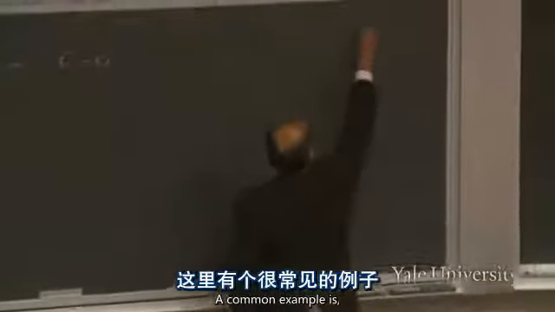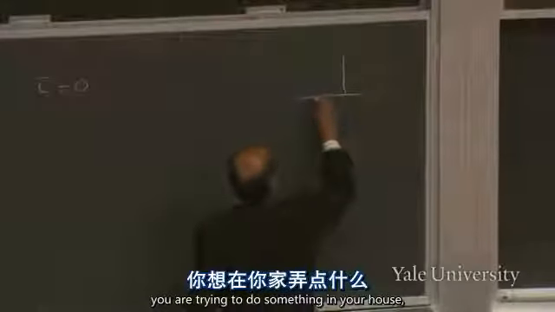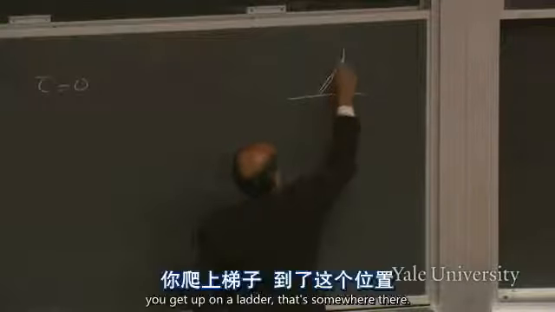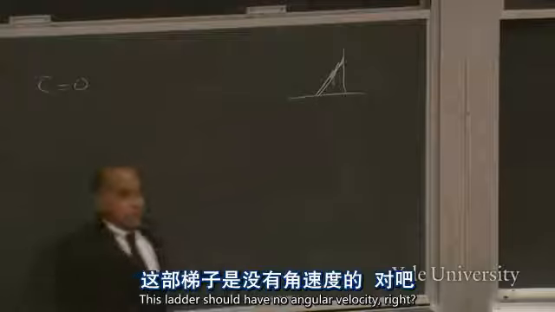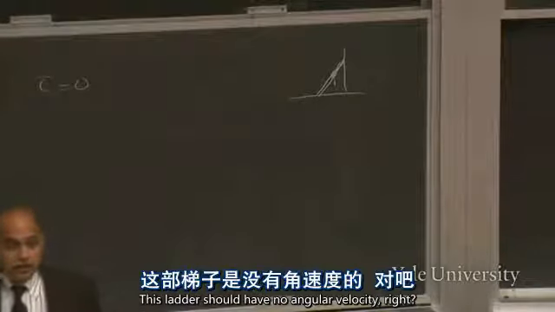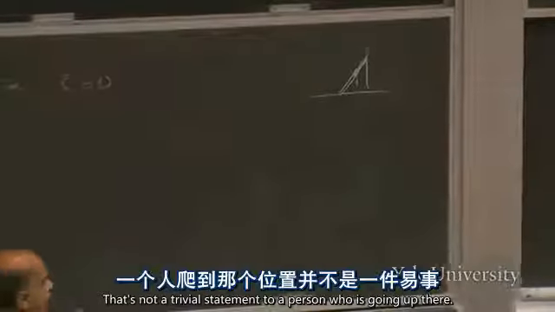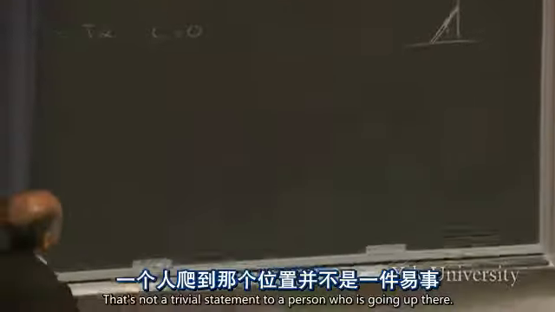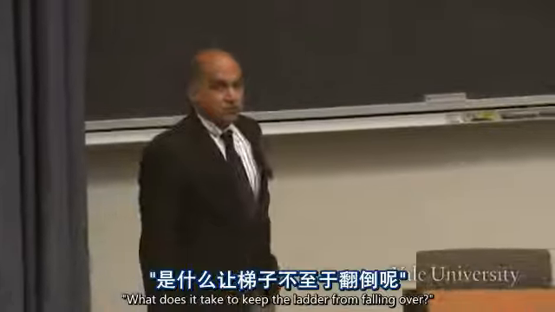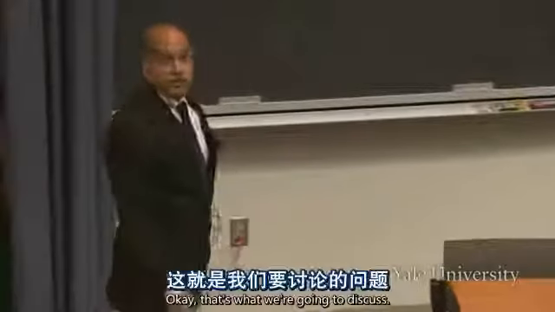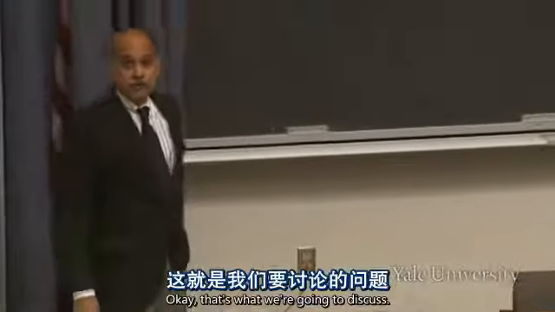Common example is you're trying to do something in your house, you get up on a ladder, you're somewhere there. This ladder should have no angular velocity, right? That's not a trivial statement to a person who is going up there. So you want to ask, what does it take to keep the ladder from falling over? Okay, so that's what we're going to discuss.